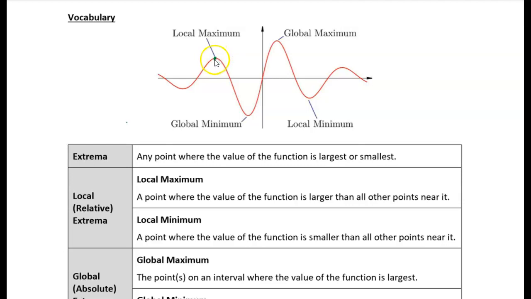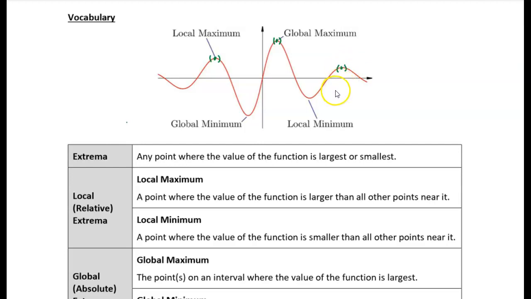You can see it's labeled local maximum. If we look at any of the points near it, it's greater than all of the other points near it. Now it's obviously not the greatest point on the whole function, because there's another point over here that's bigger. But this is also a local maximum, because this point is greater than all of the points near it. We also have a local maximum over here. You can see that point is greater than any point near it.